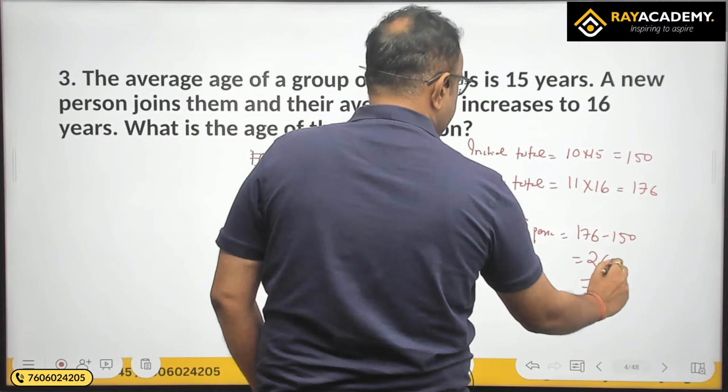Okay. This is the age of the new person who joins the group. For that reason, the average increases by 1 year, to 16 years. So this is a pretty easy question. Now let's move to the next one.